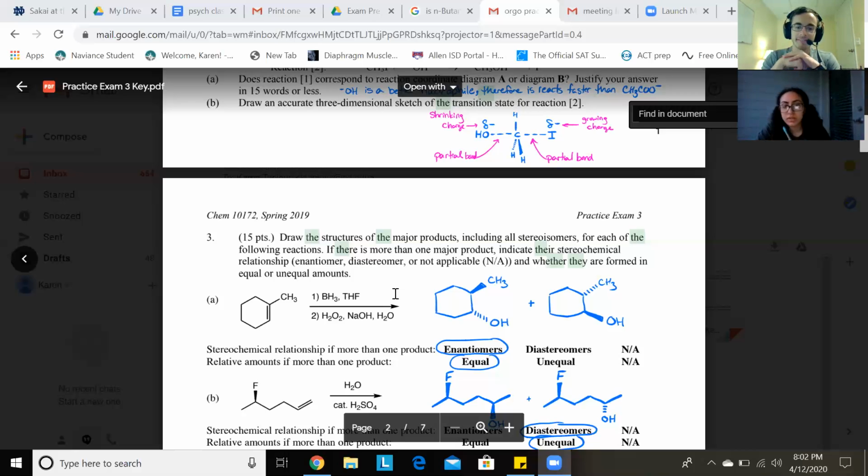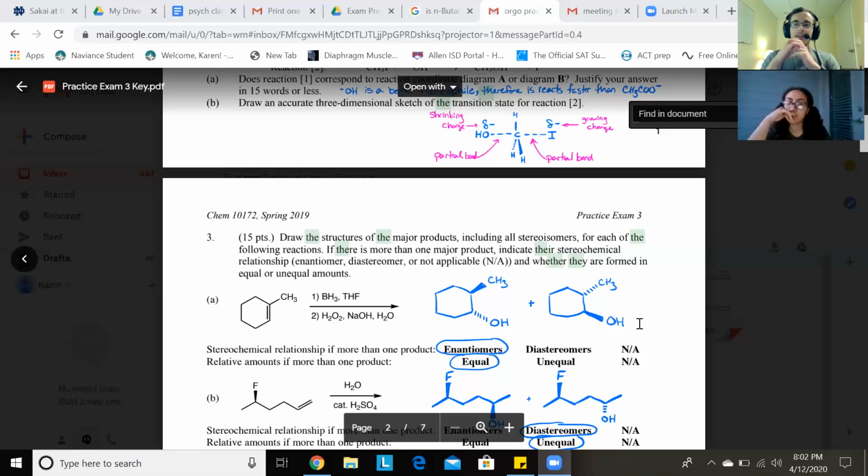Yeah, so since the H is syn, technically it's not written, but the H would also be dashed and wedged on this one, because the OH replaces the B, which would have been in the same position.